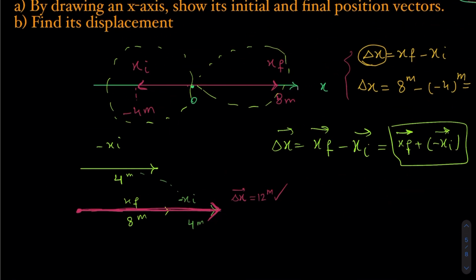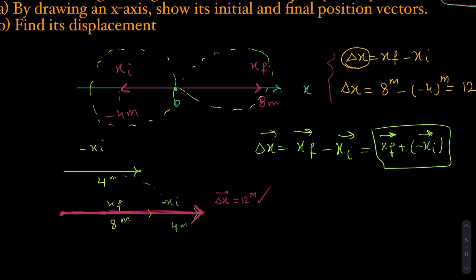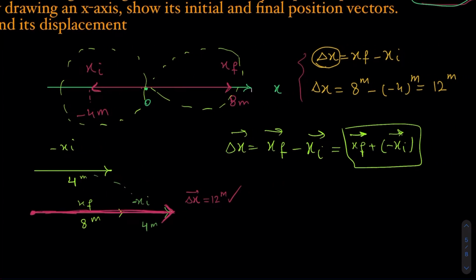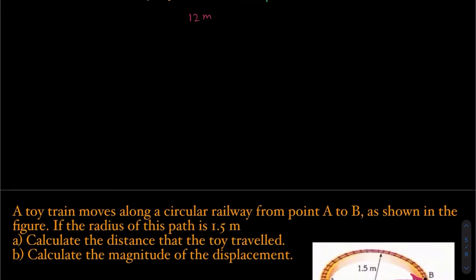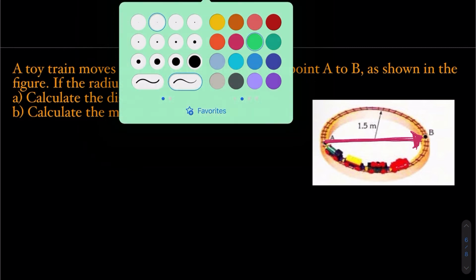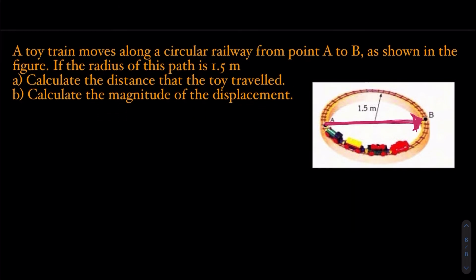So in this case, we can also solve this problem by using the vector rules, and graphically we can just add them up rather than write the equation and substitute the numbers. Now let's move on to the next question, which is again about distance and displacement.